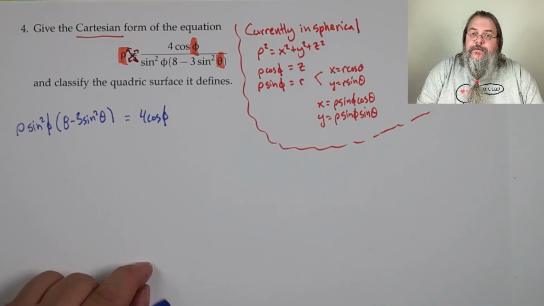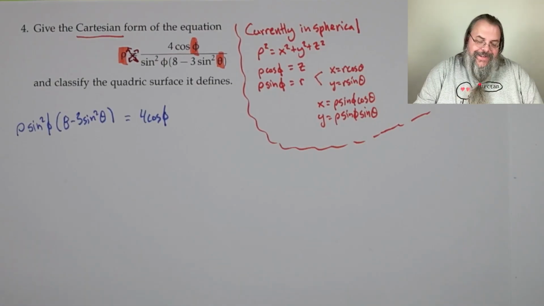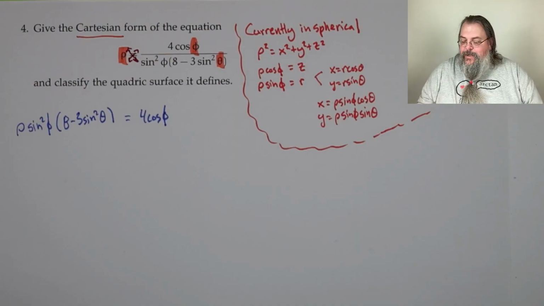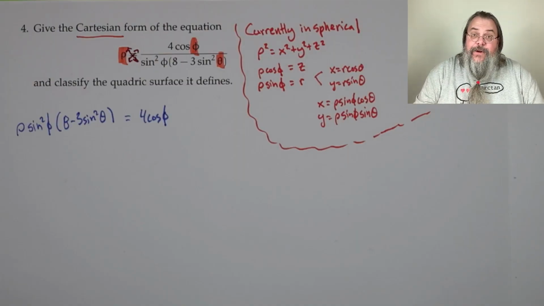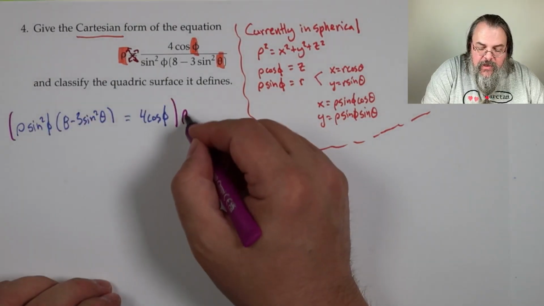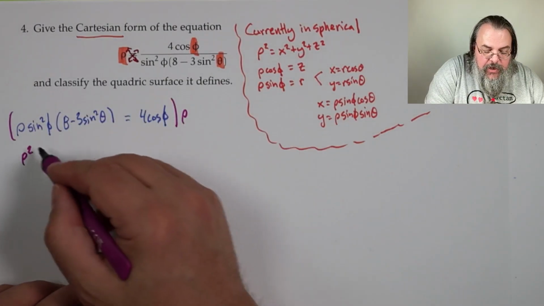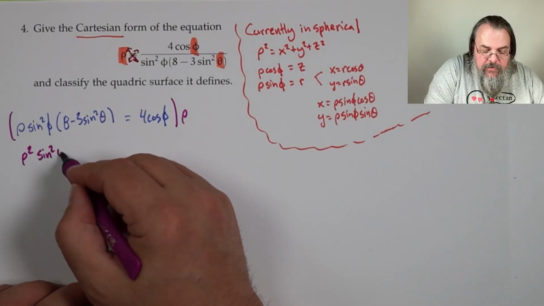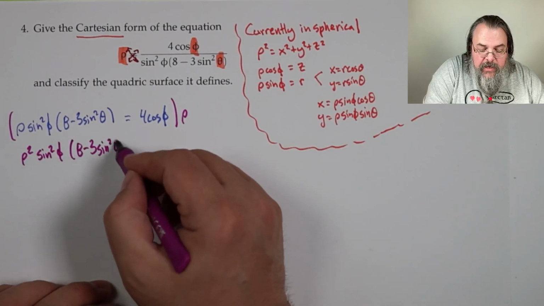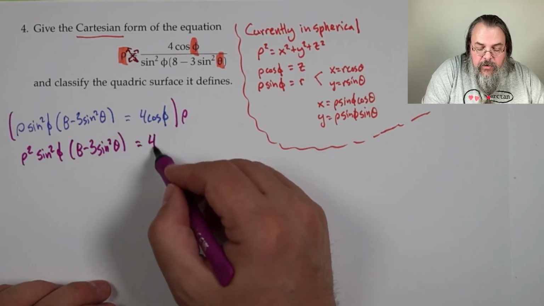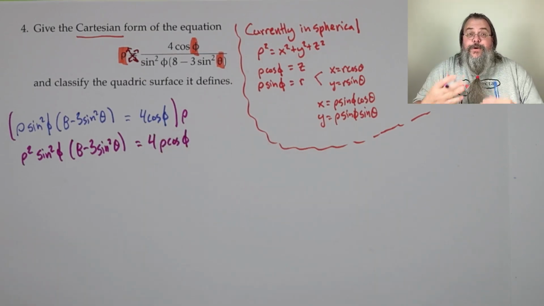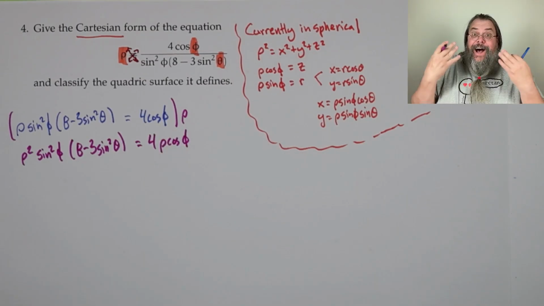So what should we do? Let's put a rho there. I like your thinking. How do we do it? Well, let's multiply everything by rho. Okay, so we're going to multiply both sides by rho. So we now have rho squared sine squared phi, 8 minus 3 sine squared of theta is equal to 4 rho cosine phi. And this will put us in our happy place.